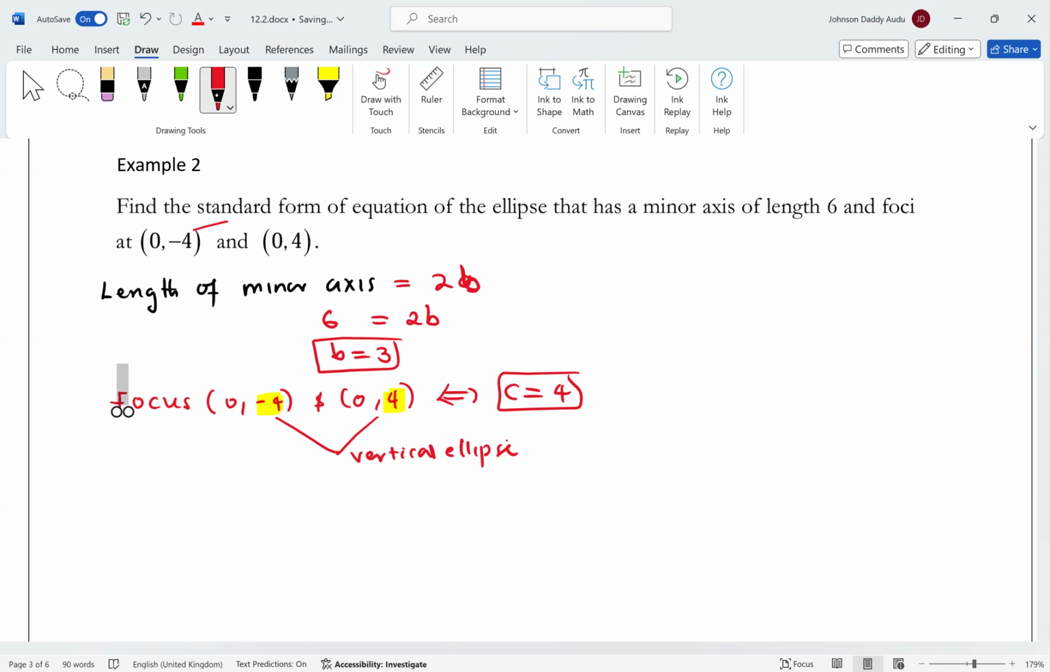Yes, because we know the focus, this is going to be (0, -c) and this is (0, c). Since we're dealing with a vertical ellipse, we know what the formula should be. The formula of a vertical ellipse means the biggest number should be associated with y, right? But let's see, we can find A first. As you can see, we know B, we have C. So these two imply A.